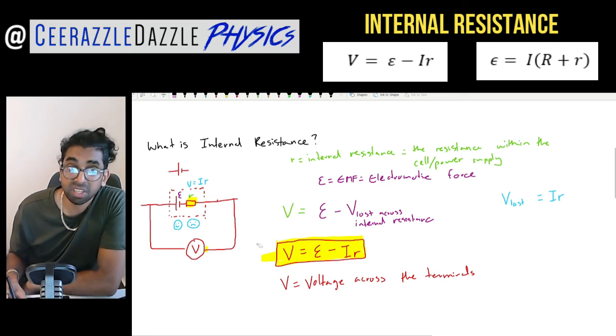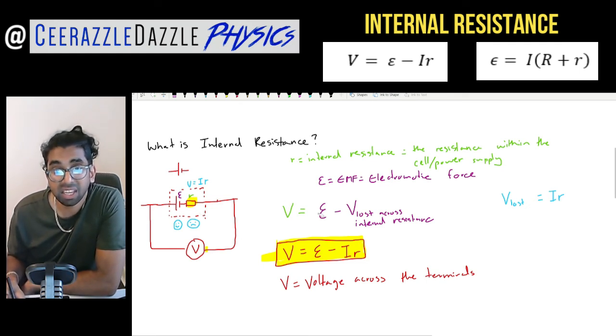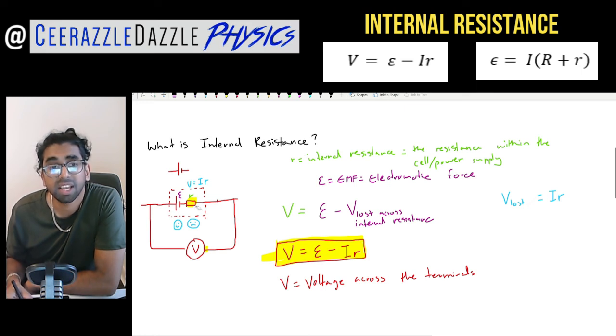Now, from here, we can see that the voltage will be equal to E subtracting the voltage lost across the internal resistance. And I can work that out by using the current times the internal resistance, which is Ohm's law. And that leads us to our internal resistance formula: V is equal to E minus Ir. Fantastic stuff.